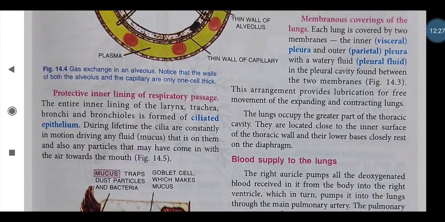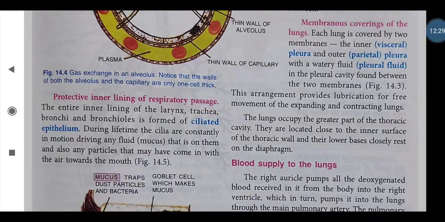The lungs occupy the greater part of the thoracic cavity. They are located close to the inner surface of the thoracic wall and their lower base closely rests on the diaphragm.